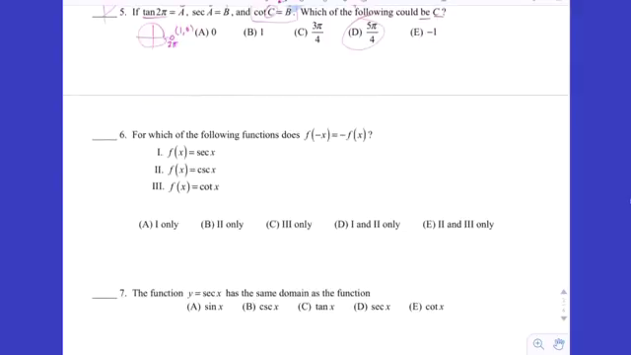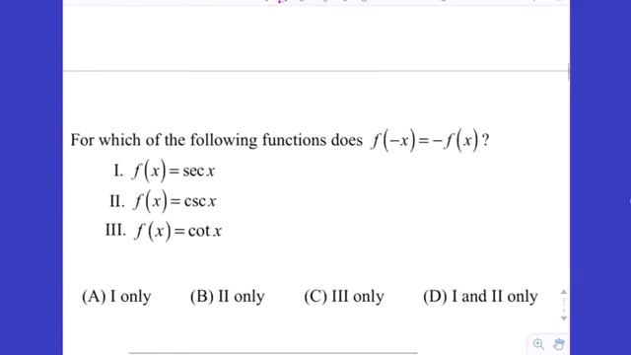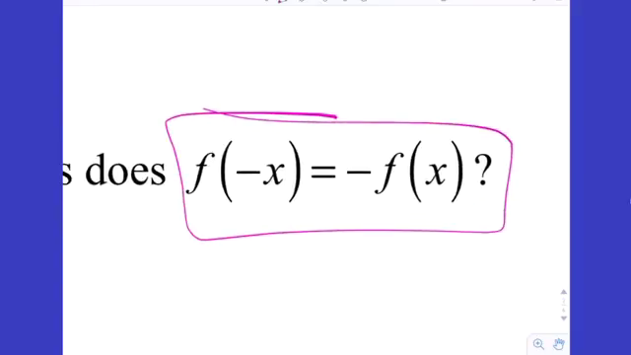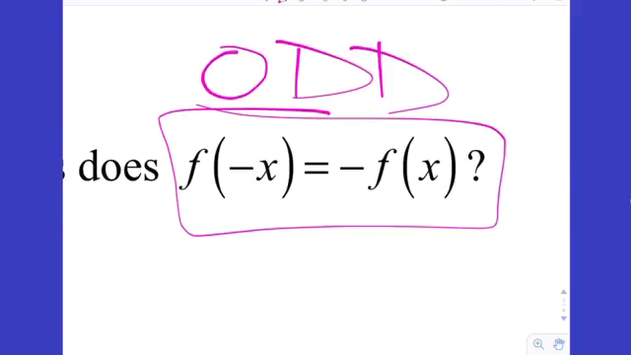Okay, letter 6. He's calling numbers letters. Yeah, I am. For which of the following functions does f of negative x equal negative f of x? I thought this would be the easiest question on the test. f of negative x equals negative f of x, that is the algebraic test for what type of function? Odd, right? You plug in a negative input and it yields a negative output.